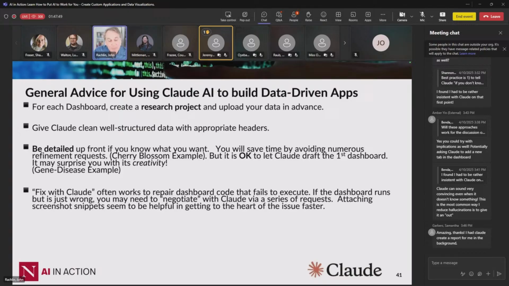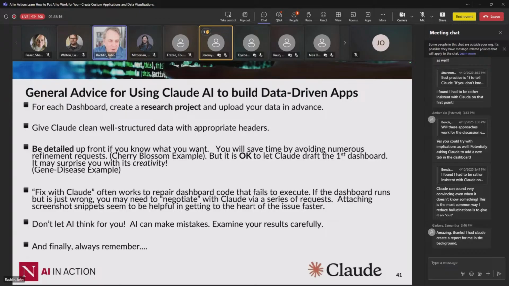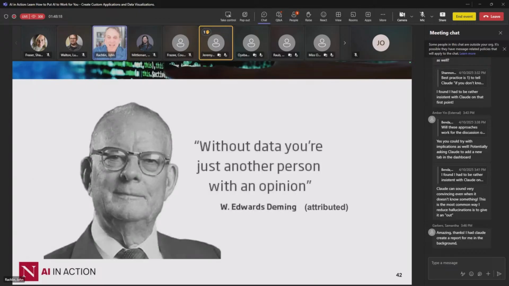And finally, remember, you may run into problems in the sense that the code may not run, you may have a syntax error, and you might have to work with Claude to repair the dashboard, and that's just fine. And finally, a more meta piece of advice, don't let AI think for you. AI can make mistakes. You have to retain your sense of critical thinking here and examine your results carefully. And finally, always remember, without data, you're just another person with an opinion.